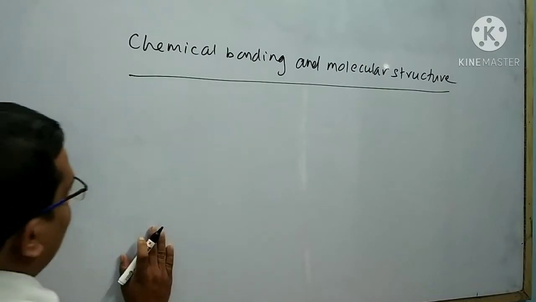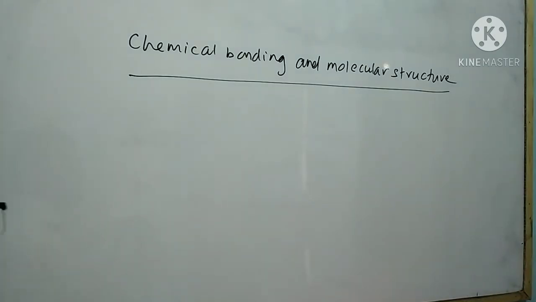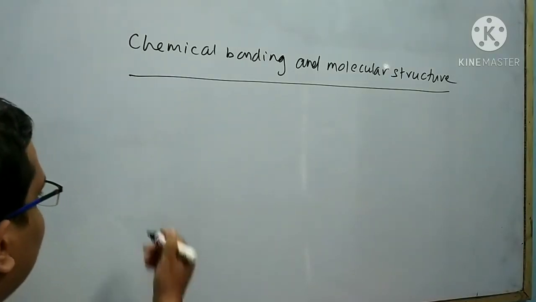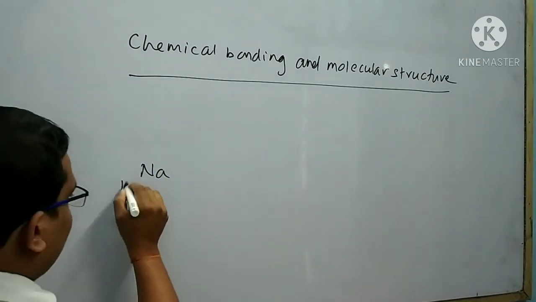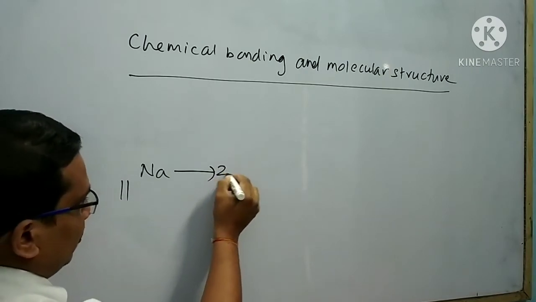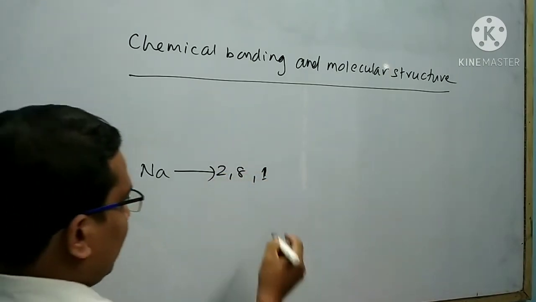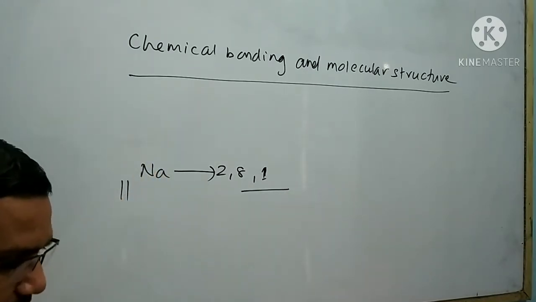If we talk about the stability of an atom, generally we think about the electronic configuration. For example, if we talk about sodium, sodium having atomic number 11, the electronic configuration of sodium is 2, 8, 1. From the valence shell, we decide whether this atom is stable or not.